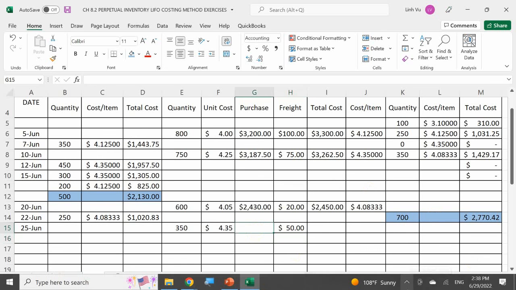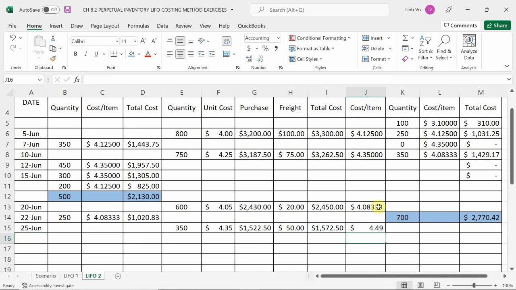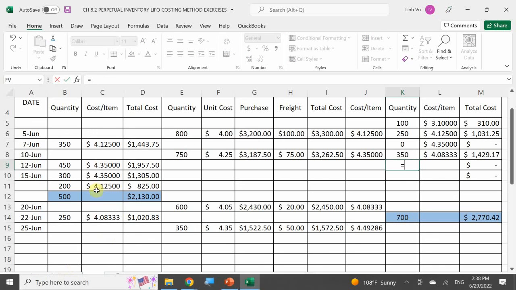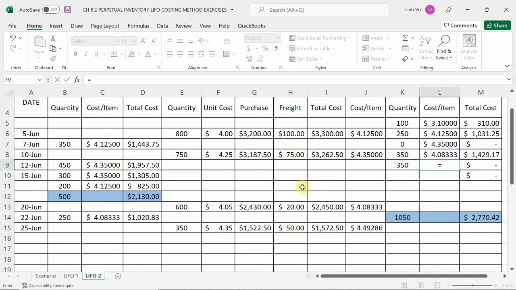So what's my total purchase price here? 1522.50. Good. Plus 50. 1572.50. Okay. Giving me my cost per item of 4.4928571. Good. So then carry that batch into my inventory on hand here. So I have another 350.